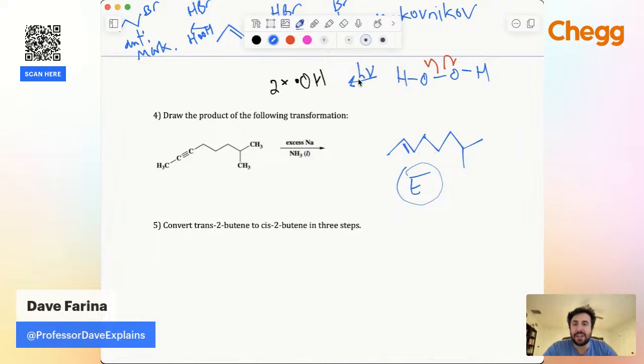So here, this one is E because the more significant groups are on opposite sides of the double bond. If they were on the same side, that would be Z, for Z same side. That's how you remember that. So that's absolute configuration of alkenes. That's how we describe the geometry around the double bond.